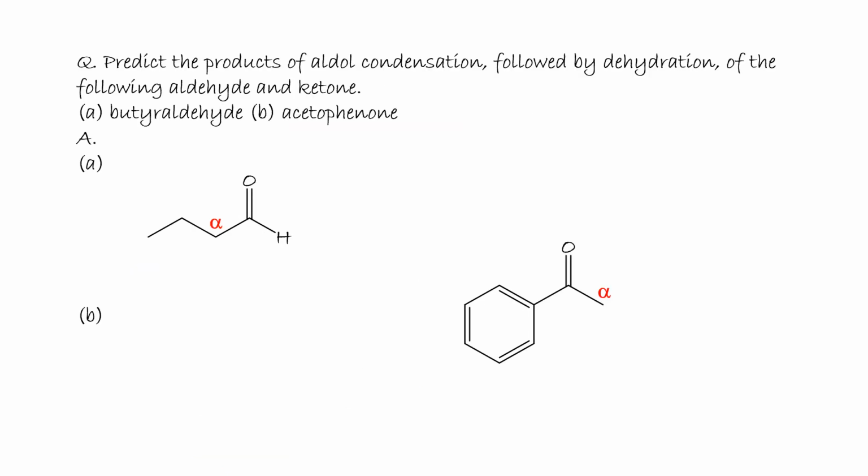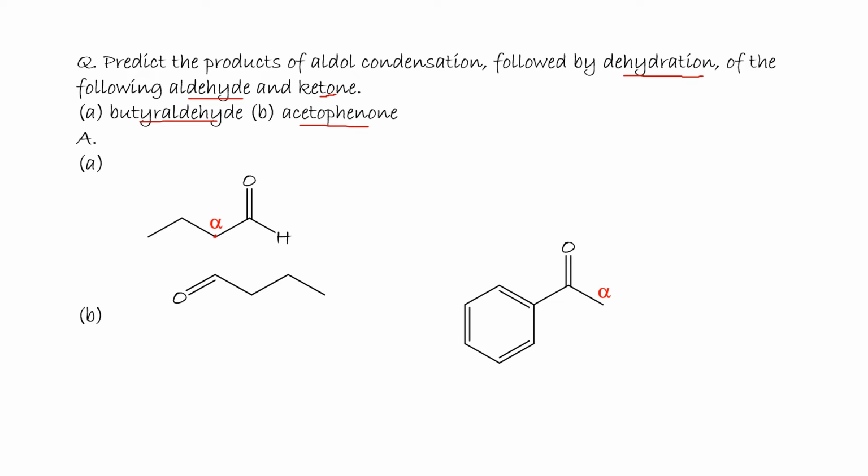Predict the products of aldol condensation followed by dehydration of the following aldehyde and ketone: A, butyraldehyde, and B, acetophenone. Let's start with butyraldehyde. This is the alpha position.